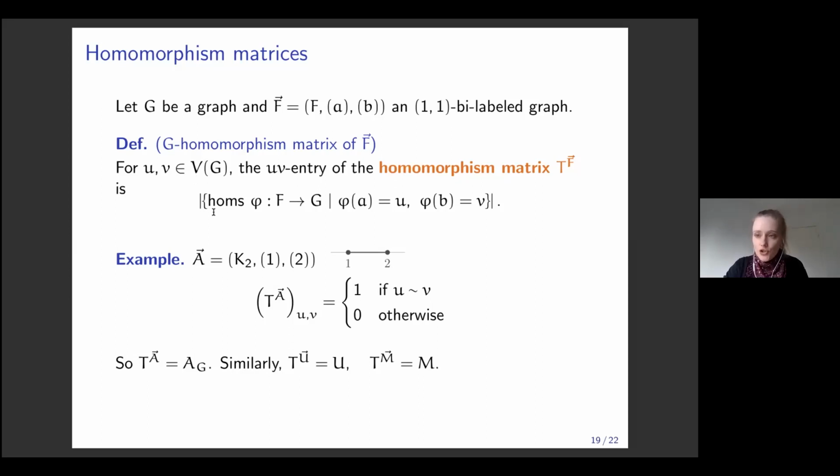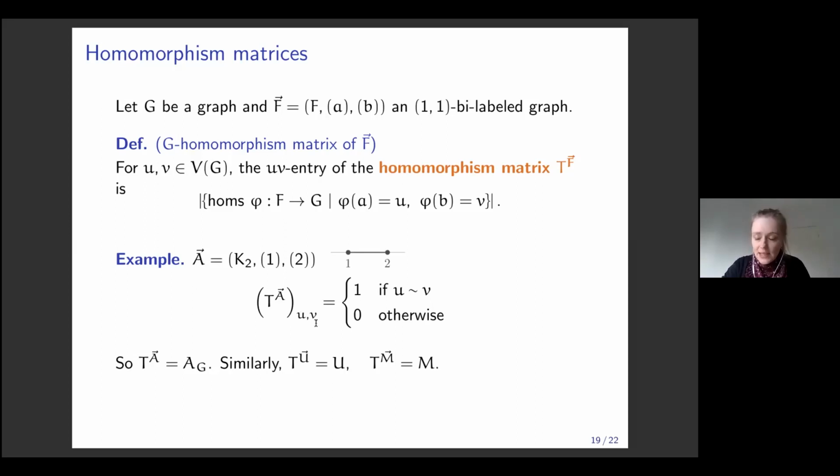And in the (u,v) entry, I write the number of homomorphisms from F to G that send this vertex a to u and this vertex b to v. So what I've done here is I've taken the number of all homomorphisms from F to G, and I've partitioned them according to the image of vertices a and b. So if I added all the numbers up, I would get the number of homomorphisms from F to G. Here's an example of a homomorphism counting matrix for this bilabeled graph A.